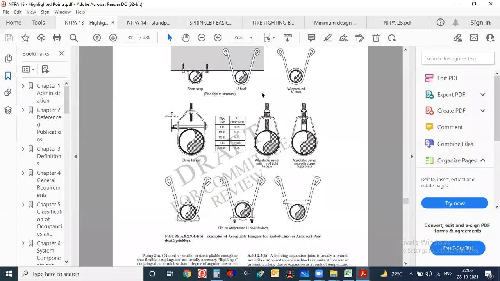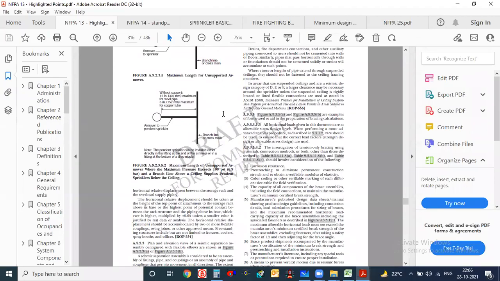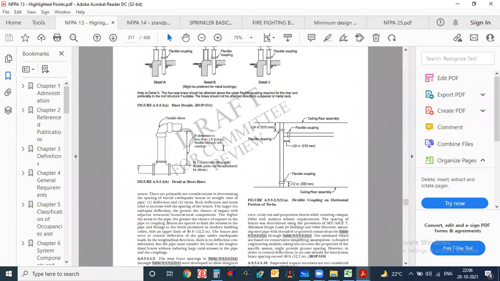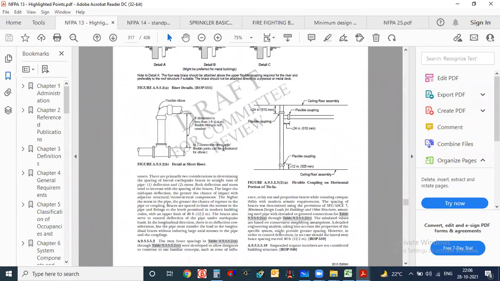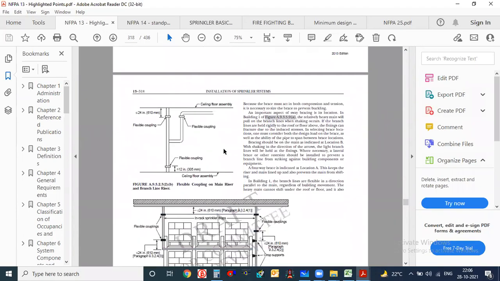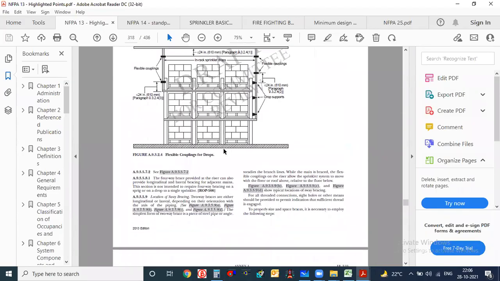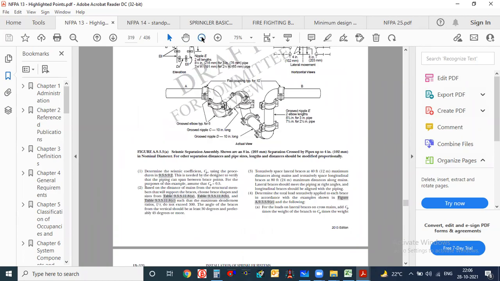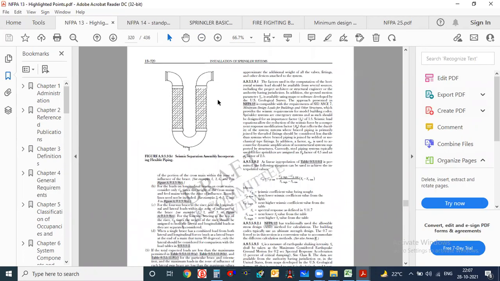We have the standard AutoCAD dimensions table, so we will try to follow that only. Otherwise, you can check this also. There are many things given: how to fix the pipe, how much distance we have to keep between the hanger and the pipes, between two pipes. So many things are given. I will just skip these portions.